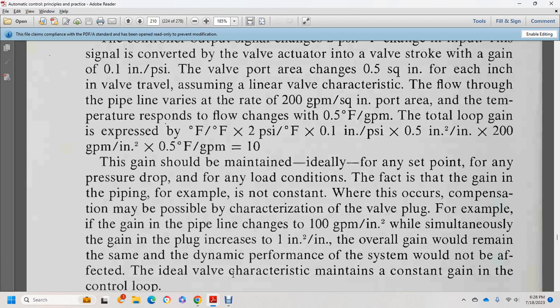The fact that the gain of the piping, for example, does not constantly occur with compensation may be possible, but impossible is the characterization of the valve plug with, for example, the gain of the pipeline of 100 gallons per minute per square inch, which simultaneously gains the plug with 1 inch squared. The overall gain would remain the same, but the dynamic performance of the system would not be effective without ideal valve characteristics maintaining constant gain in the control loop.